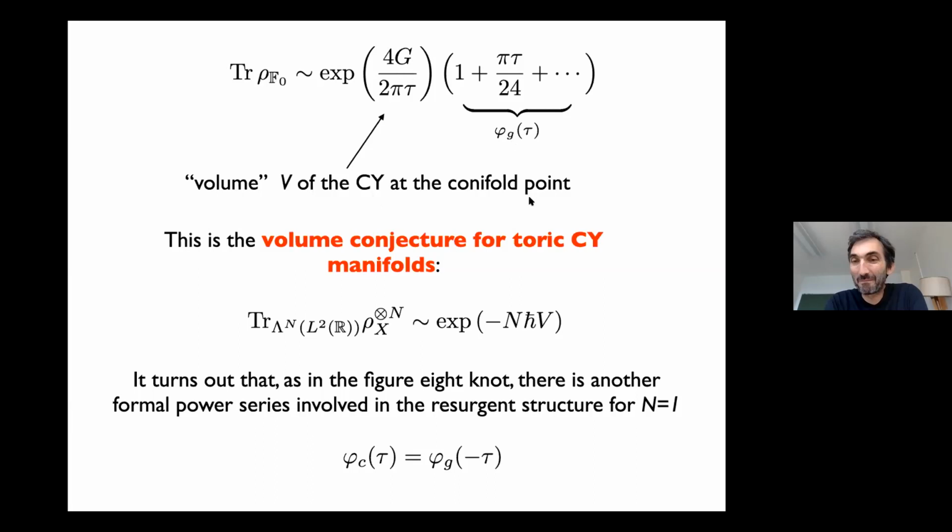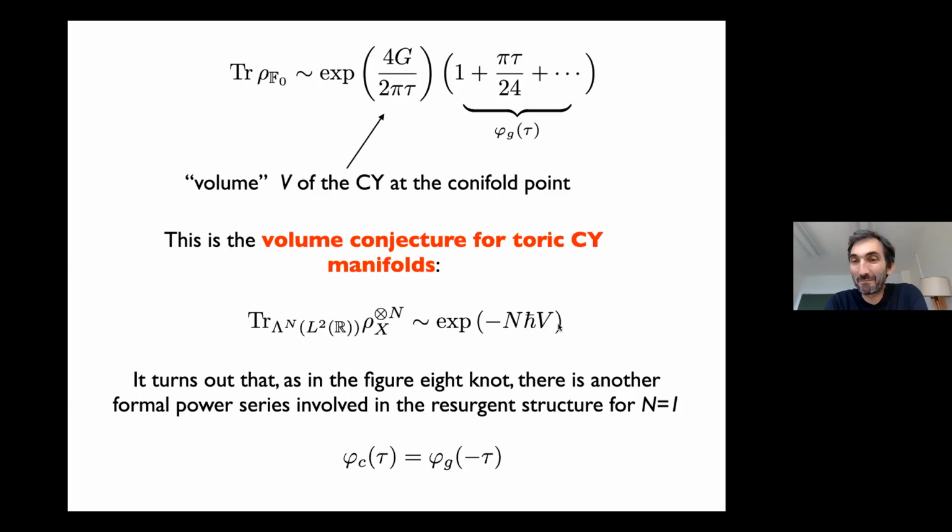That's a very non-trivial number. It's actually typically a transcendental number. And in the case of local P1 times P1, the volume of this Calabi-Yau at the conifold point turns out to be proportional to the Catalan number. So this quantity that appears here is a classical geometric property of the Calabi-Yau. And actually, this turns out to be very general. This is what I like to call the volume conjecture for toric Calabi-Yau manifolds. It tells that the trace of these trace class operators, in this limit in which h bar is very large, goes like the exponential of the volume of the Calabi-Yau.